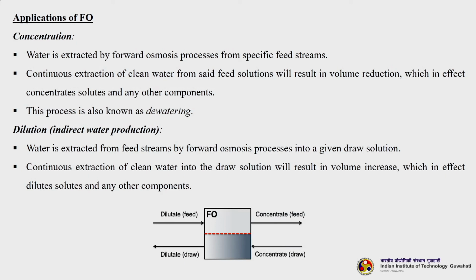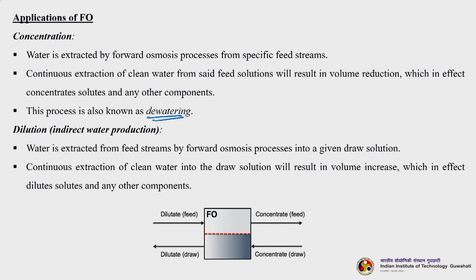So, there are various applications of forward osmosis. The first one is concentration. Water is extracted by the forward osmosis process from a specific feed stream, thereby concentrating it. Continuous extraction of clean water from the feed solution will result in volume reduction, which in fact concentrates solutes or any other components that we want to concentrate. This process is called dewatering. Basically, we are removing water.